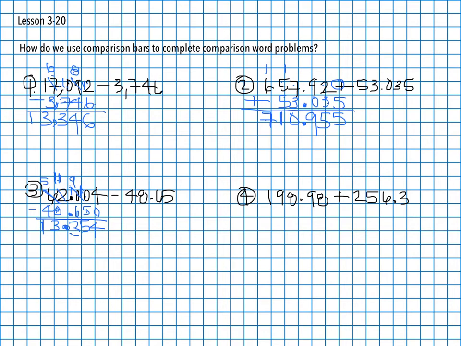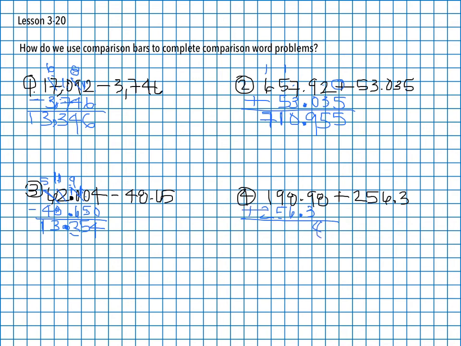Finally, we have addition here. We have 190.98 plus 256.3. You know what? Let's just skip this. Let's change that because I'm guessing, boys and girls, that you probably used an 8 there. So we're going to solve it with an 8. So let's put a 2, 5, 6. Make sure our decimal point lines up, and a 3. And we are adding them together.